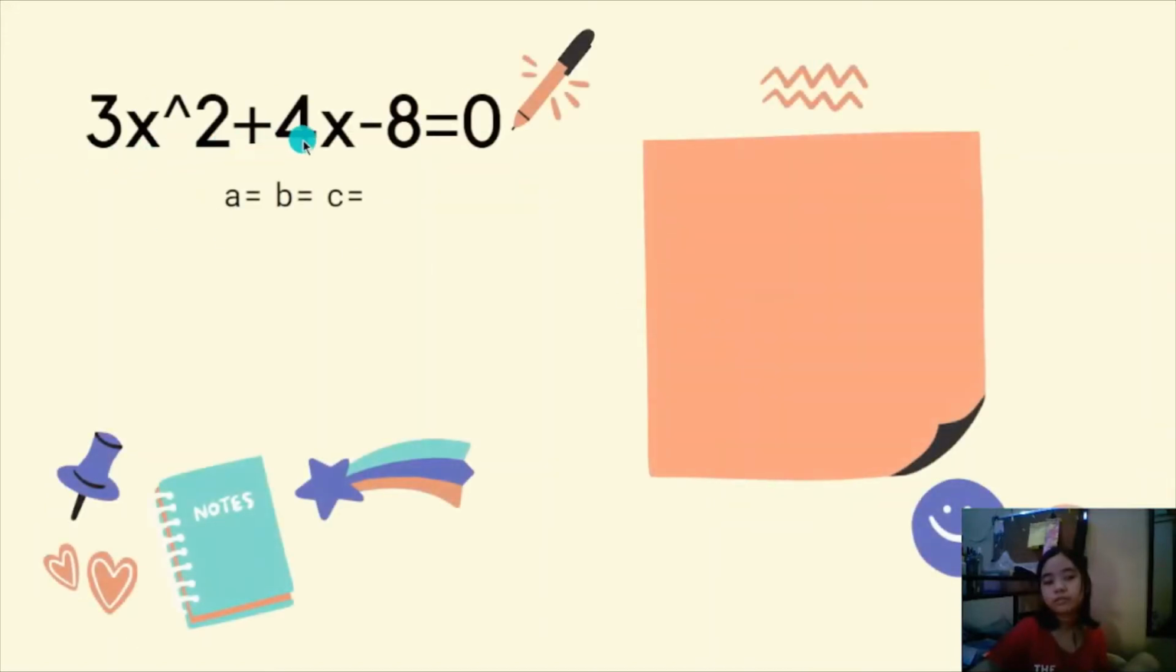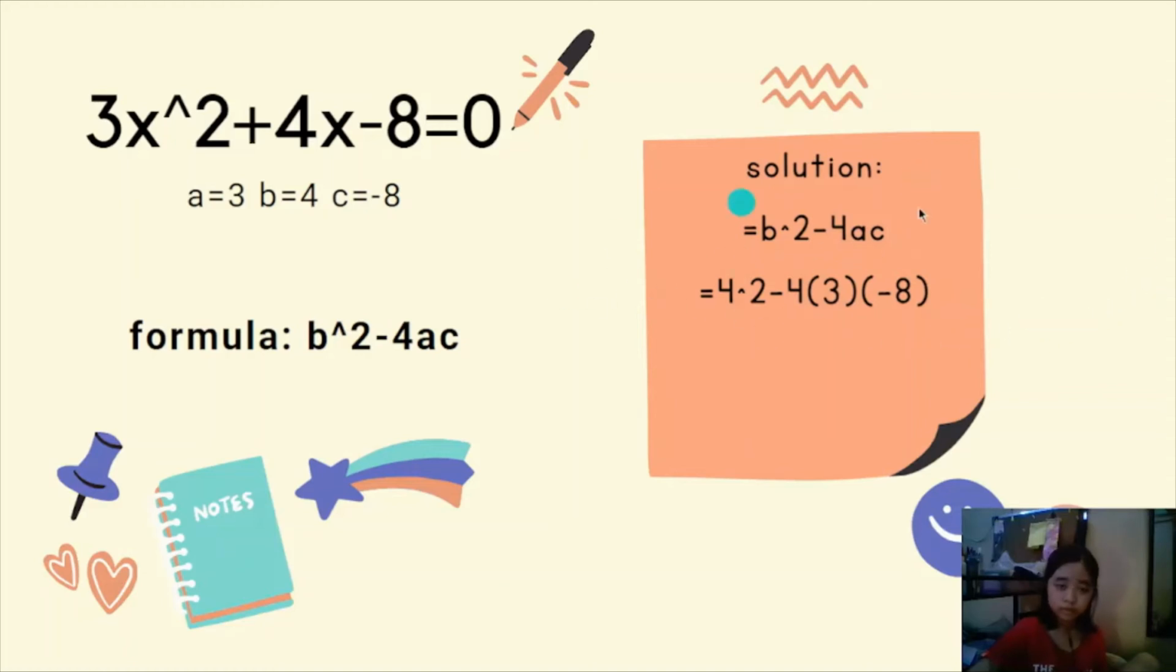Next example. 3x squared plus 4x minus 8 equals 0. We must identify the values first again, the value of a, b, and c. For the value of the letter a is 3. For the value of b is 4. For the value of c is negative 8. After plugging in the values to the formula: 4 squared minus 4 times 3 times negative 8.